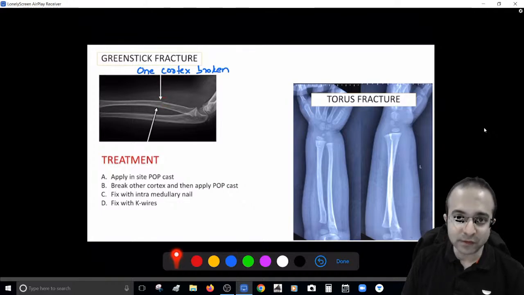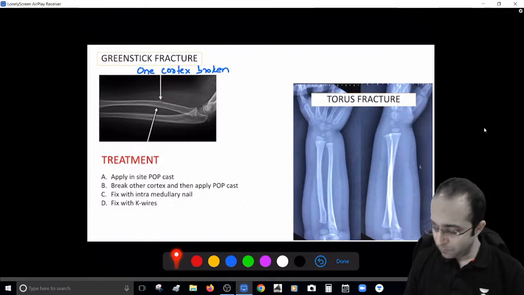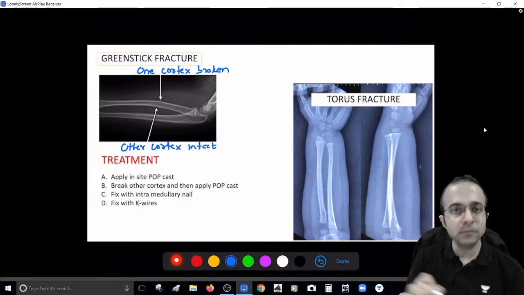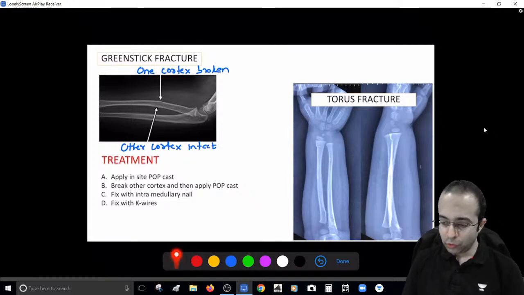Can you see this cortex is broken? But if you're going to have a look at the other cortex, that's going to be intact. ये देखो, दूसरा cortex बिल्कुल intact है.